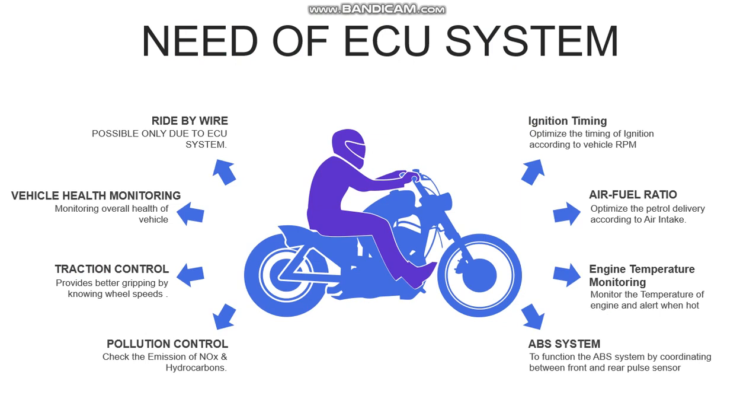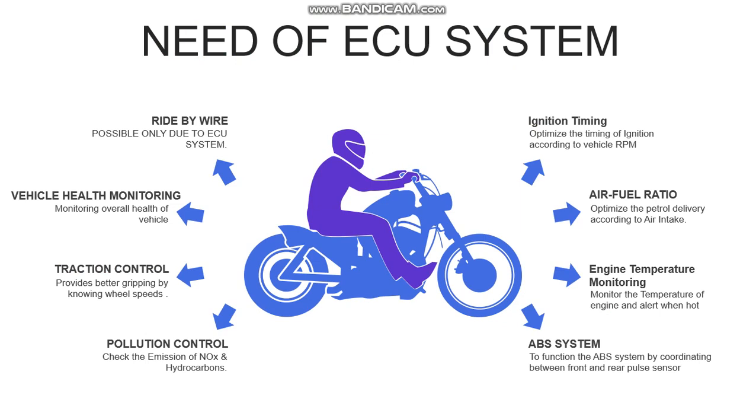Engine temperature monitoring. It monitors the temperature of the engine and alerts when it is hot. ABS system. It functions the ABS system by coordinating between the front and rear pulse sensors. So, what is a pulse sensor? The sensor senses the speed or the pulse of the rear wheel and front wheel, and the ABS system is functioned by the ECU by knowing the values of these pulse sensors.